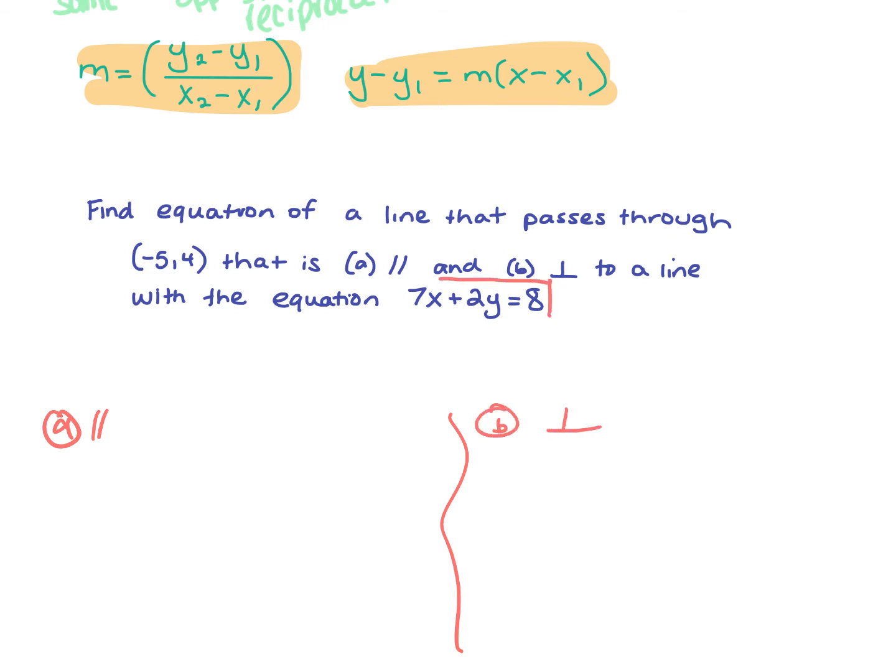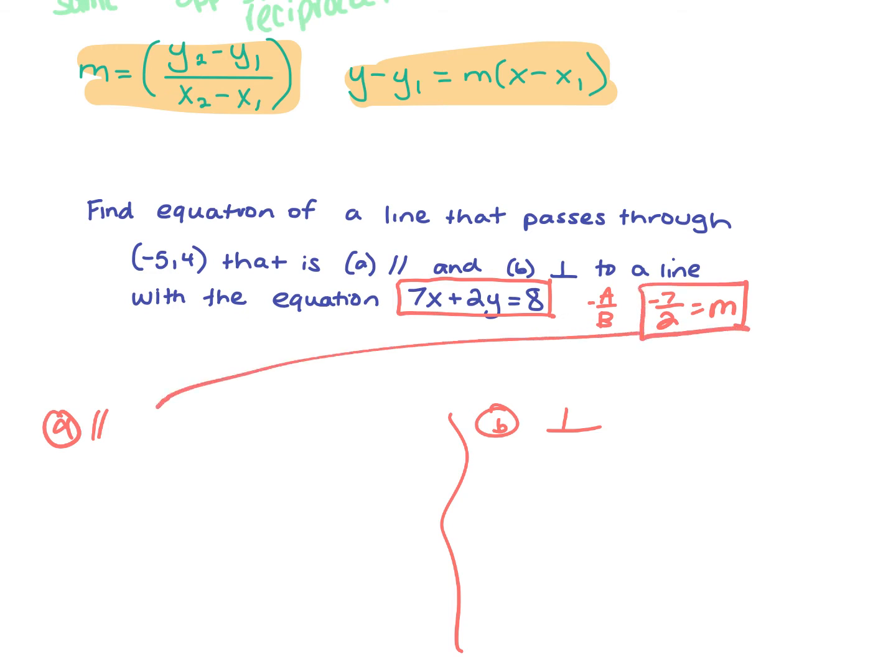So what do I need from this equation, the 7x plus 2y equals 8? Just the slope, and then that's it. I'm done with it. So remember, I could put this into slope-intercept form. I could solve for y, or shortcut negative a over b, which would be negative 7 over 2. So that's the slope I use for the parallel. And then for perpendicular, I flip it and change the sign. But that's it. Then I'm done with that equation. I don't use anything else from that equation. The rest of the information comes from the point that I gave you.